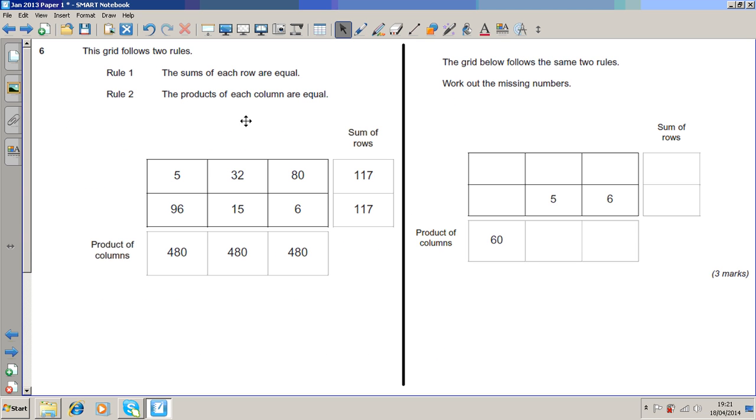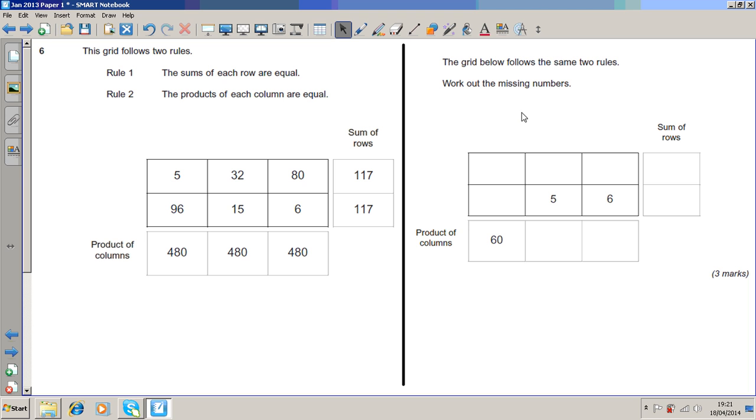Number 6, the grid follows 2 rules. Rule 1, the sums of each row are equal. 2 rows go this way, across from left to right horizontally. So 117 and 170 the same, and the products of each column are equal. So sums means if I add this way, add the rows, they are the same. Product means multiply. So 5 times 96, 32 times 15, and so on are the same.